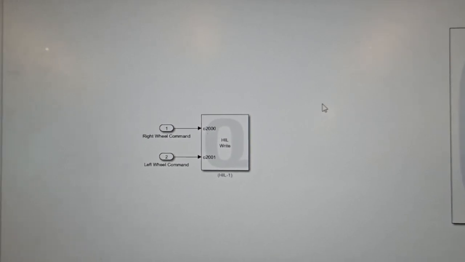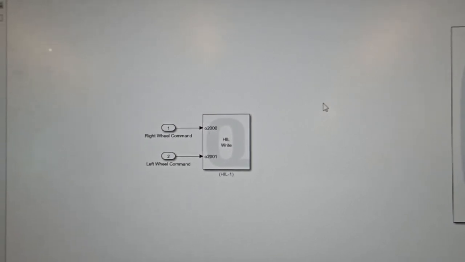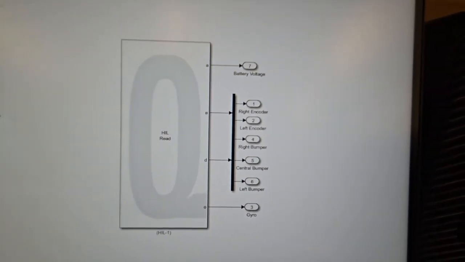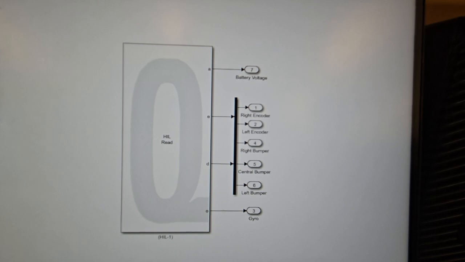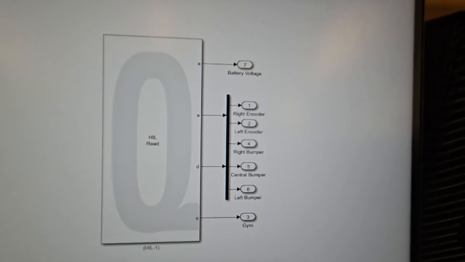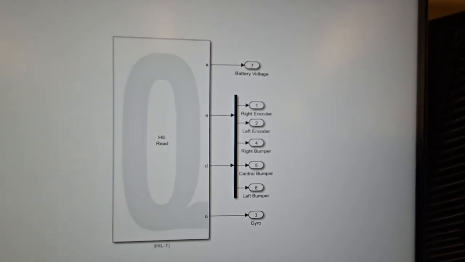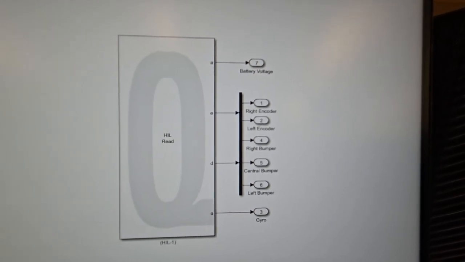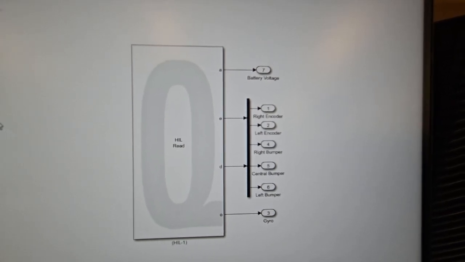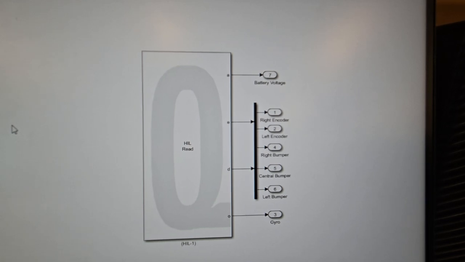So you just give it right and left velocity through V and omega, and then when you want to read the rotations of the wheels, you use this HIL Read block, which, as you can see, gives you right and left encoders. It also has other sensors like gyro, bumper, and so on. So it has a heading sensor, a gyro, if you want to do dead reckoning, not just odometry.